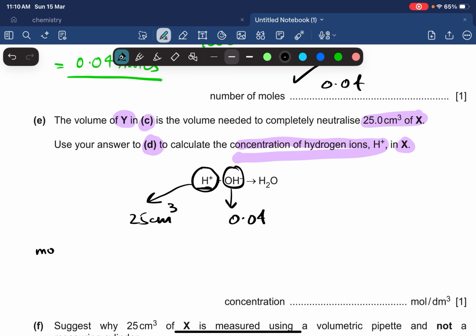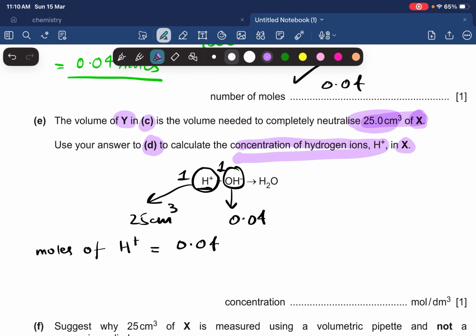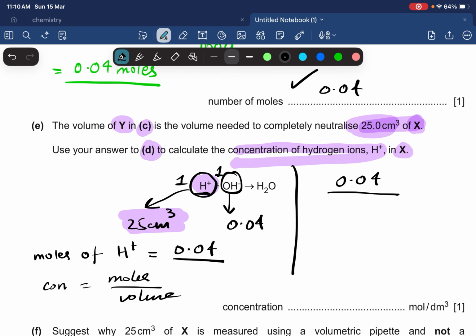So the moles of H plus, because of the equation ratio 1:1, I know moles of H plus equals 0.04. Now I have the volume of H plus because I know that I was using 25 cm cube of X. And what was X? X was HCl. HCl contains H. So I have 25 cm cube of H. I have the volume, I have the moles. What kind of formula am I going to use? Concentration equals moles divided by volume. Now I know that my moles are 0.04 and my volume is 25 upon 1000. 1, 2, 3, 0.025.